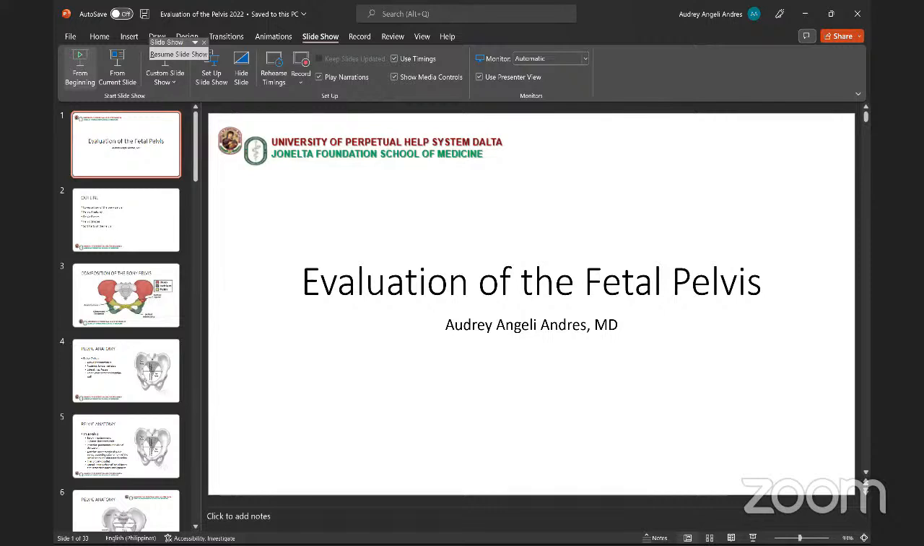Okay, around 13 centimeters. Your obstetric conjugate would be the midpoint of the inner surface of the symphysis pubis to the midpoint of the sacral promontory. It's clinically important because it's the shortest distance between the sacral promontory and the symphysis pubis, and you subtract 1.5 to 2 centimeters from the diagonal conjugate. So if it's 13, then your obstetric conjugate would be around 11 to 11.5.